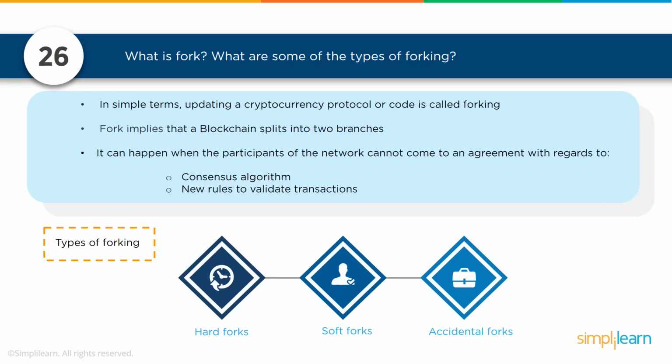Now, what is a fork and what are some of the types of forking? So in simple terms, updating a cryptocurrency protocol or code is called forking. Fork implies that a blockchain splits into 2 branches, and forking is done when you want to modify certain attributes of an existing blockchain network. It can happen when the participants of the network cannot come to an agreement with regards to either the consensus algorithm or they want new rules for validation. So there are 3 types of forking: hard forking, soft forking, and accidental forks.